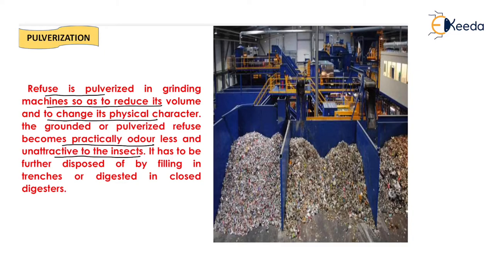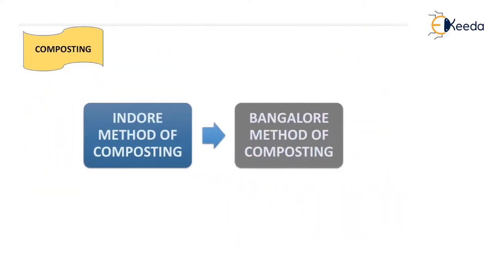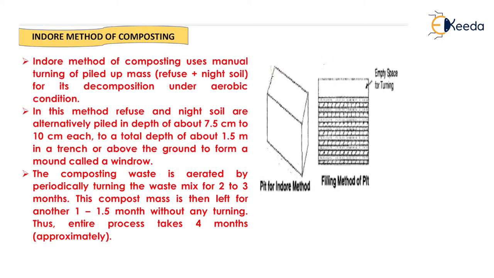Now, we will move to the next important topic, that is the composting method of disposal. That is one of the most important methods of disposal of municipal solid waste or the solid waste. Clear? Now, we have bifurcated the composting method into two parts, that is the Indore method of composting and the Bangalore method of composting. Now, we will see each and every method in detail. Okay. Starting with the Indore method of composting.